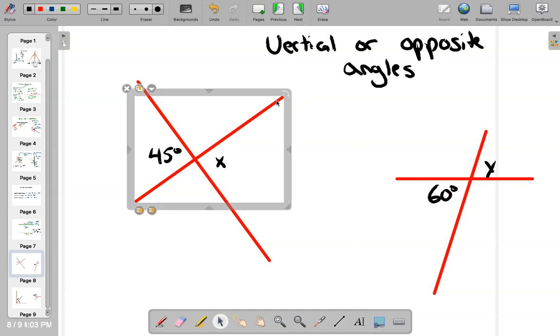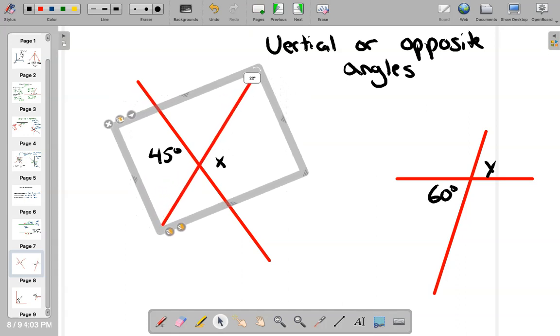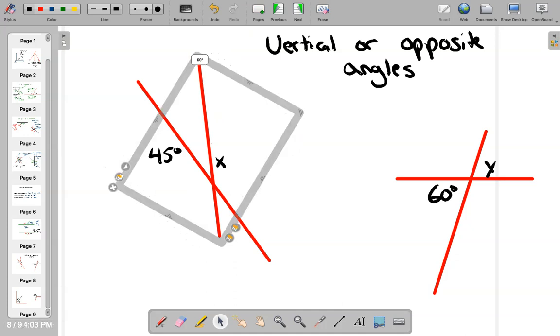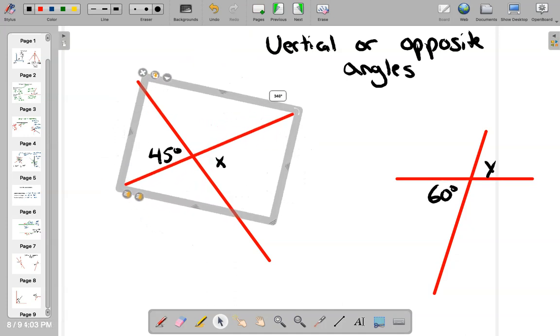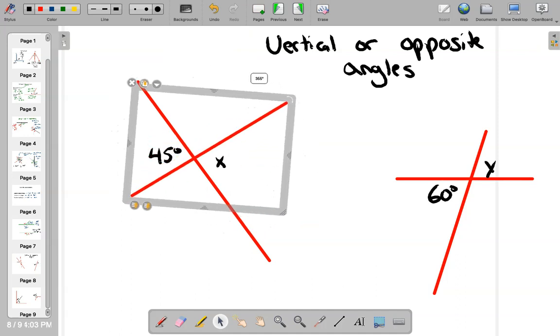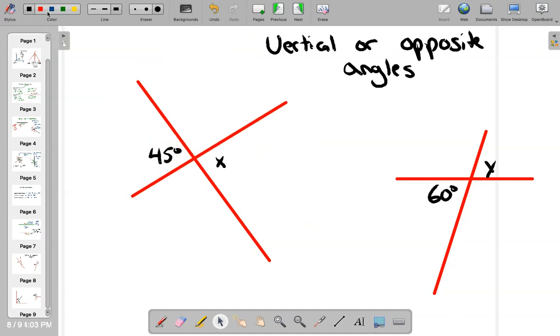And the way that I prove that to you is if I take this angle here and I turn it, the angle on the left and the angle on the right get bigger or smaller at the same rate, which shows that they have to then be equal to each other. Therefore, the angles above and below have to be equal, and the angles left and right have to be equal. Therefore, my x has to be equal to 45 degrees.